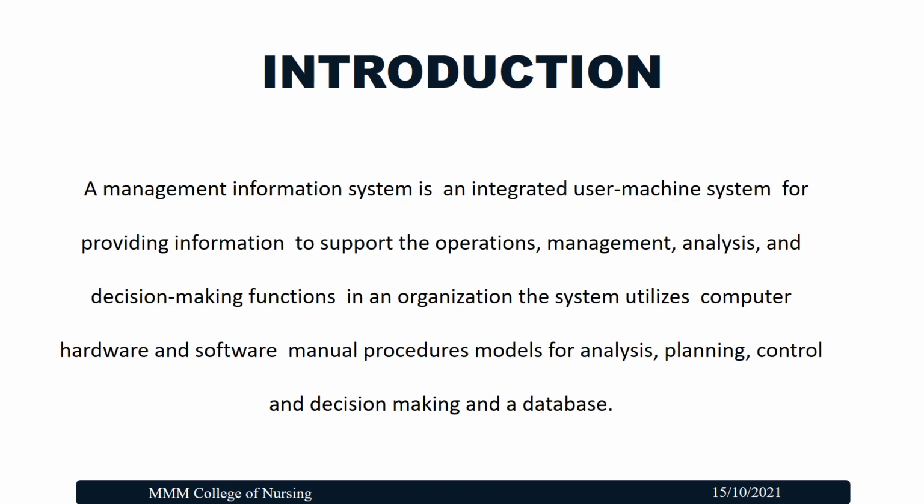A management information system is an integrated user-machine system for providing information to support the operations, management, analysis, and decision-making function in an organization. The system utilizes computer hardware and software, manual procedures, models for analysis, planning, control, and decision-making, and a database.